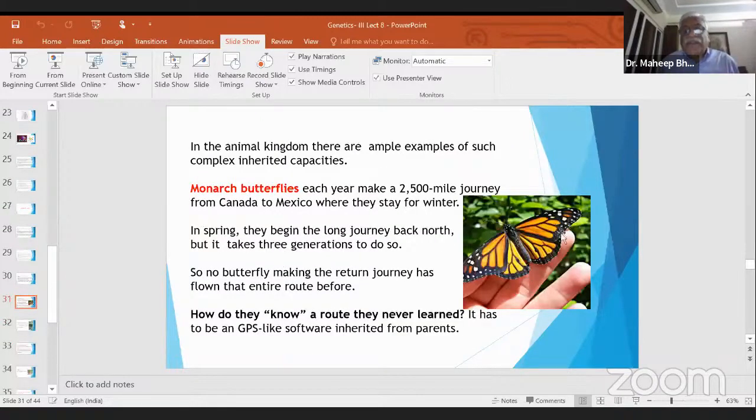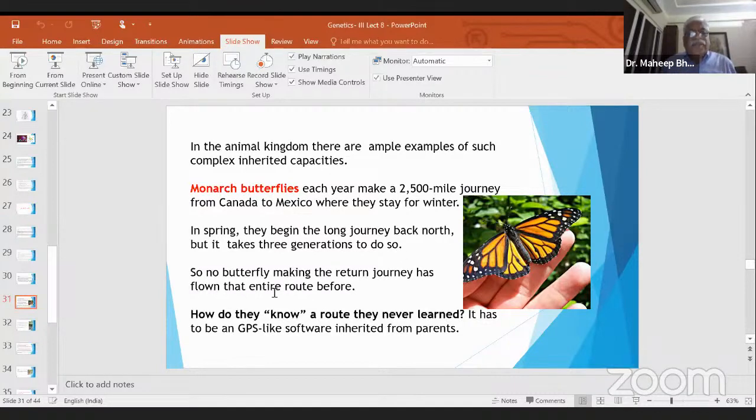There are butterflies. I have shown the picture here. They are known as monarch butterflies. Every year they make a 2,500 mile journey from Canada to Mexico, where they stay for winter. And in the spring, they return back to Canada. And this has been happening for a number of generations.